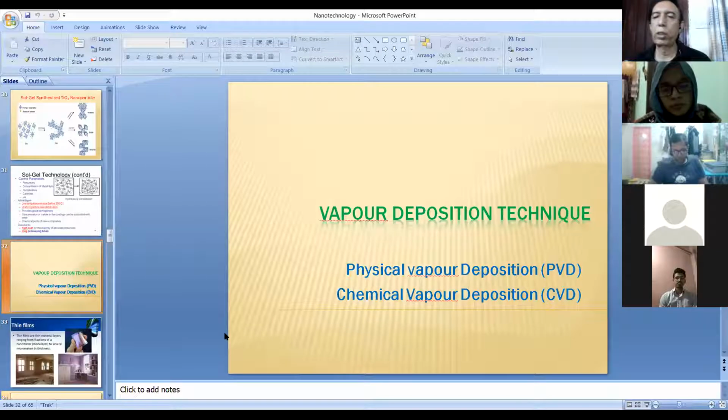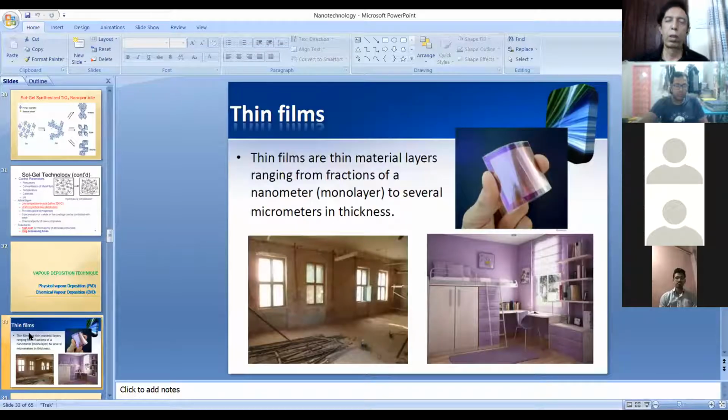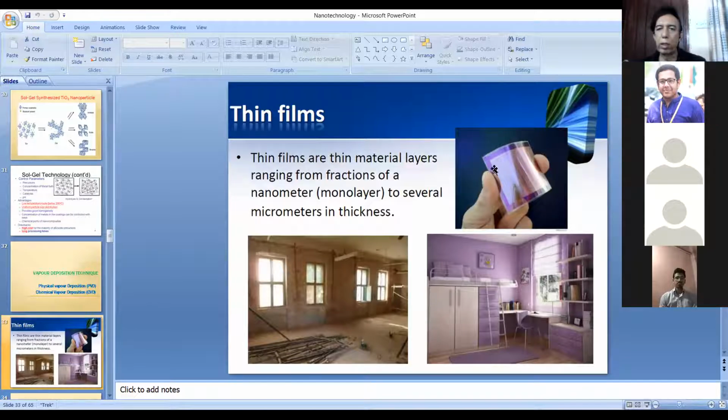Now, first we see what is a thin film. What is a thin film? You'll see here this picture. You'll see that silver colored material, and above your material there is a film. It is very thin, so it is called thin film.